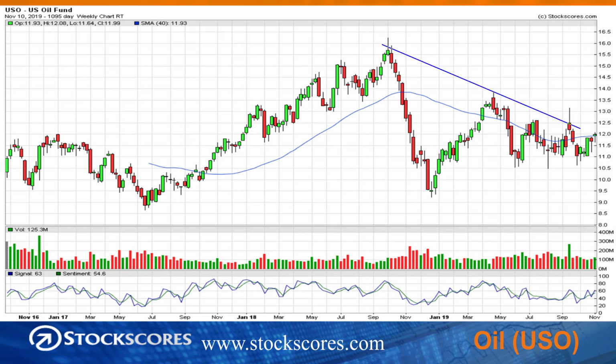Oil, however, is trying to make a bottom. You can see here the downward trend line, and we're just flirting with it. But what's important is that we're slowly building some rising bottoms. Not aggressively yet, but at least some positive sign that perhaps the oil prices are going to move higher, and that would, of course, be good for energy stocks, which really have not performed all that well this year.